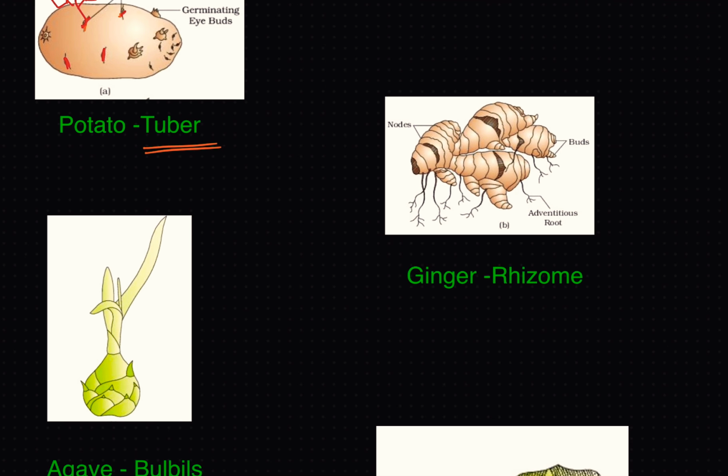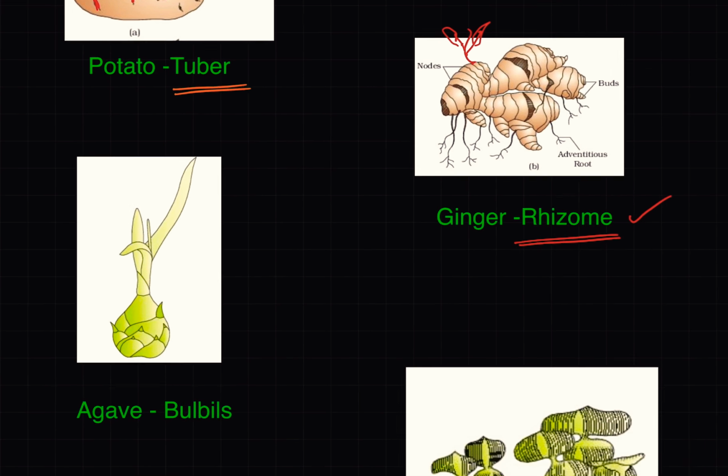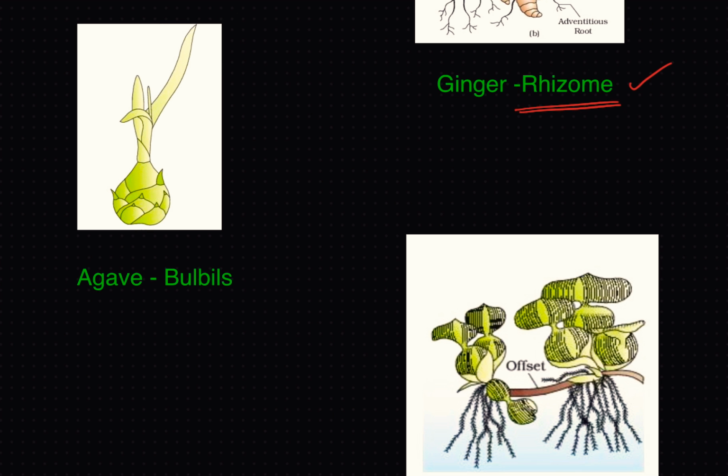Likewise, ginger. Ginger has a modified stem called rhizome. Now, this stem has adventitious roots as well, and from this stem new plantlets arise from the nodes. So, the rhizome will be the vegetative propagule. From the nodes of the rhizome, new plantlets will arise. The third example is agave. Agave produces special structures called bulbils. Through bulbils, a new plantlet will arise.